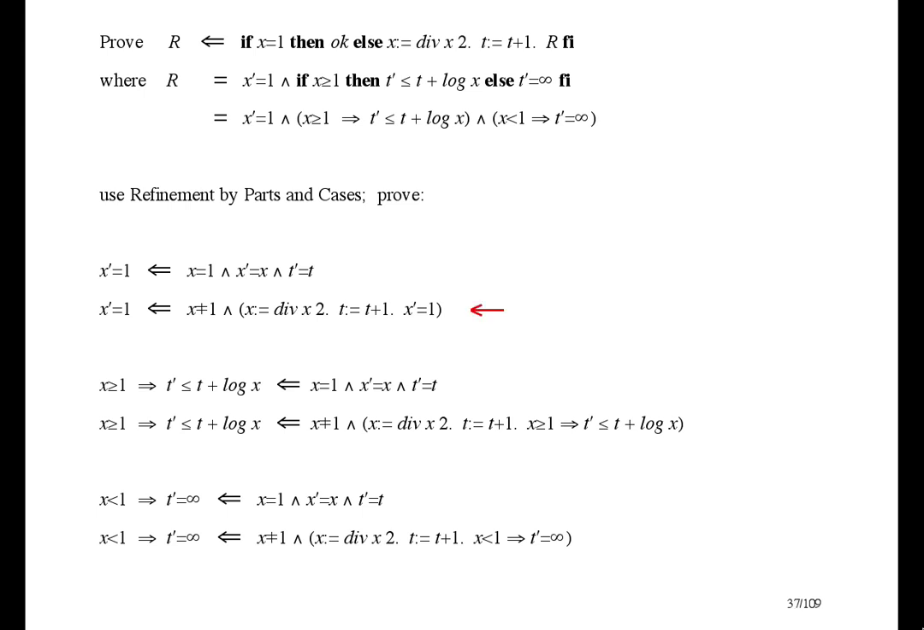Now, look at the expression inside the parentheses here. It can be simplified by 2 uses of the substitution law. In x prime equals 1, replace t with t plus 1, which is trivial since there isn't any t to replace. And then replace x with something, also trivial because there's no x to replace. So it simplifies to x prime equals 1.